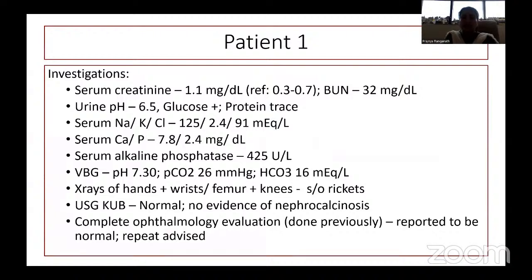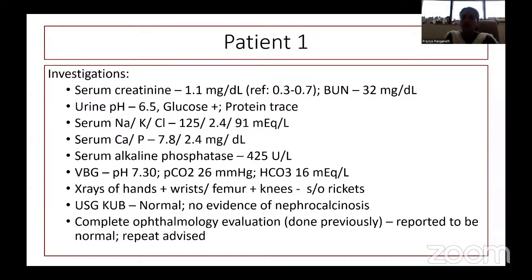So when we did the investigations for this child, we found that the serum creatinine was above range. There was trace proteinuria and glycosuria as well. There was significant hypokalemia, also hyponatremia, and chloride was below normal range. Hypocalcemia was there, phosphorus was low, and alkaline phosphatase was mildly elevated. There was evidence of metabolic acidosis in the blood gas analysis. The x-rays were suggestive of rickets, and ultrasound KUB was normal. There was no evidence of nephrocalcinosis, nephrolithiasis, or any other specific renal changes.